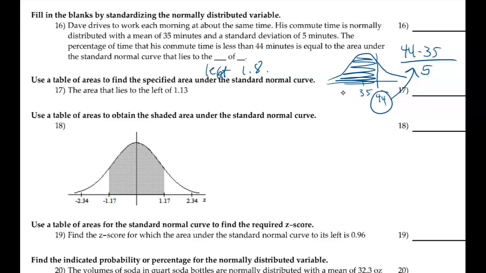Okay? Use a table of areas to find the specified area under the standard normal curve. Again, draw. 1.13, it's standardized, so that's over here. Lies to the left. I just want that area to the left of 1.13. Go to your table, 0.8708.